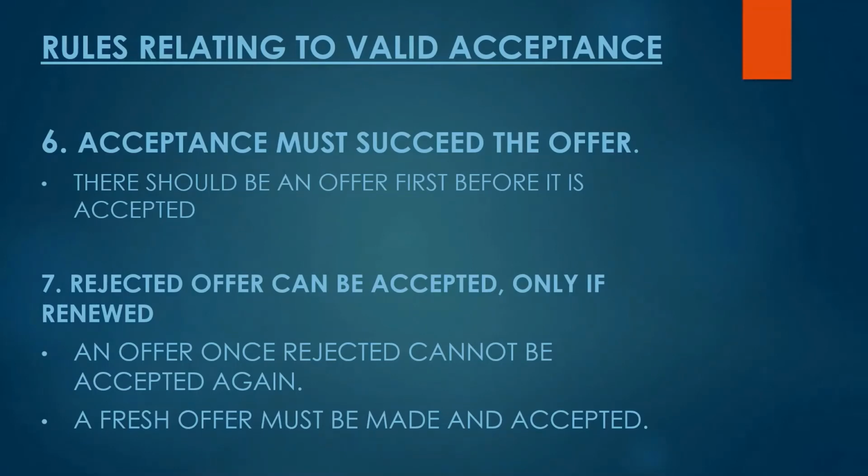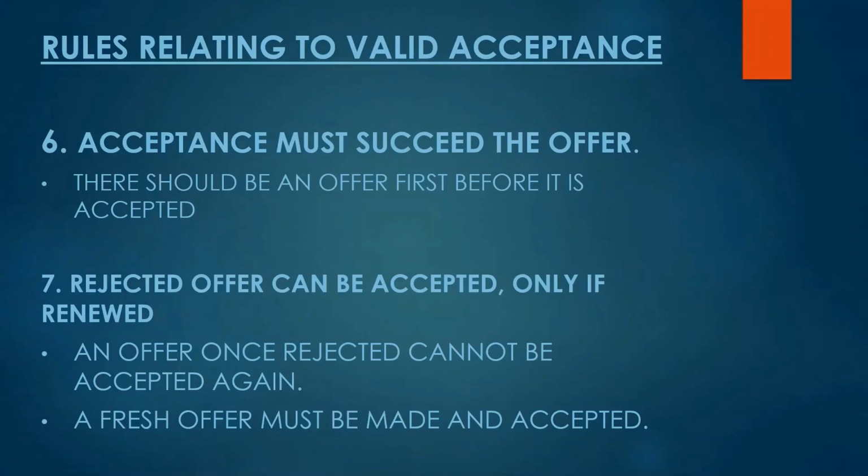Okay, so the next rule is acceptance must succeed the offer. This is quite self-explanatory. This means first there should be an offer and then acceptance should follow. You cannot accept something if there is no offer made to you, right? You cannot accept something on your own unless somebody actually offers that to you. Okay, and then the final rule, the last rule is rejected offer can be accepted only if renewed.